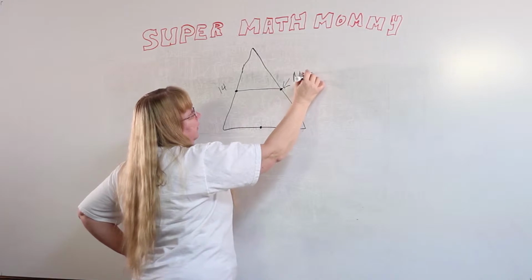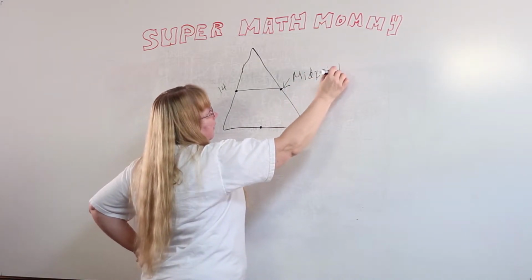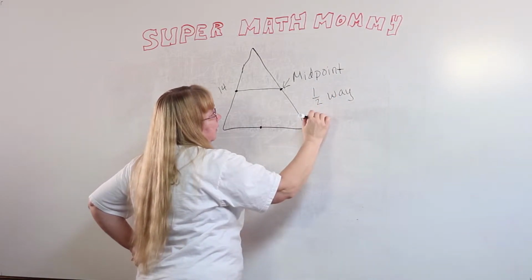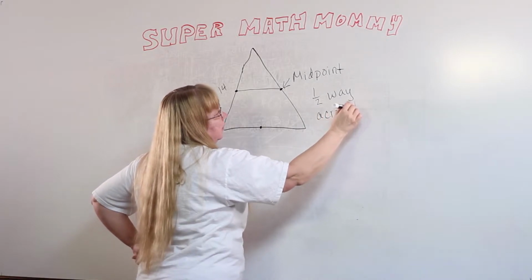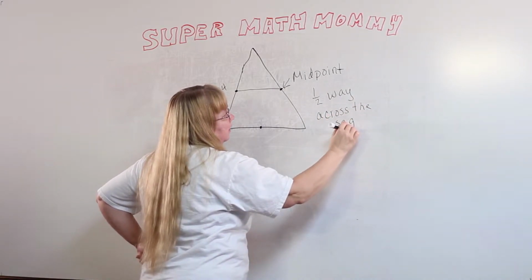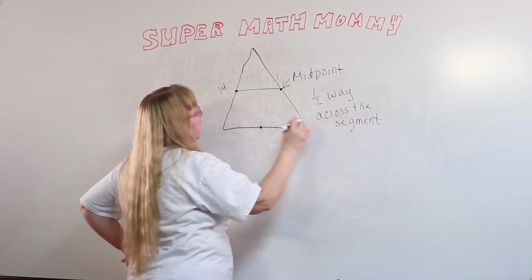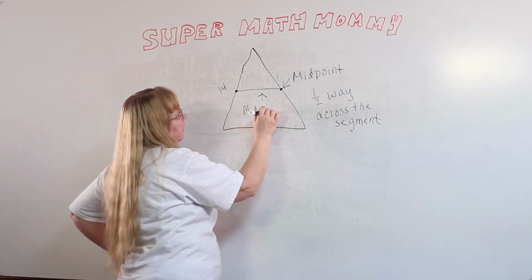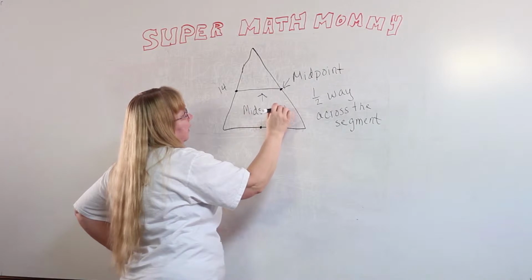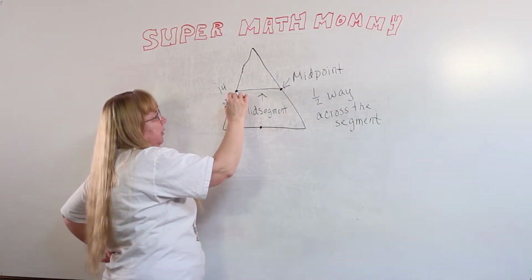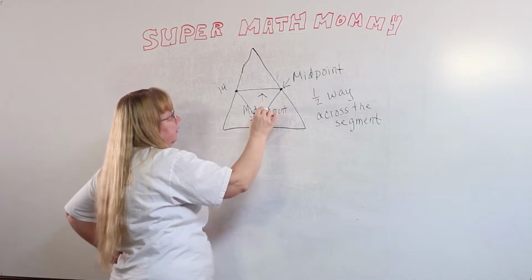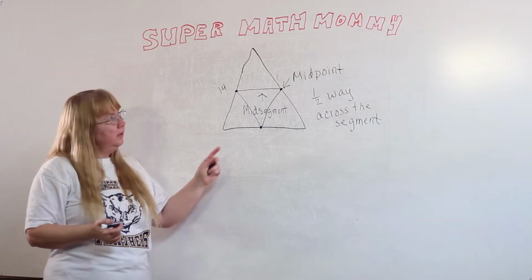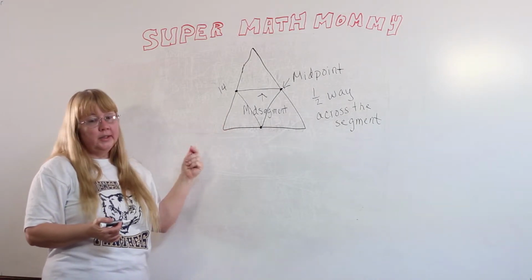So this is a midpoint, which is halfway across the line, or the segment. And this is my mid-segment. When I connect all of my midpoints, my mid-segments will form a triangle. It's going to be important to find midpoints in your triangles for some of the other lines that we're going to find.